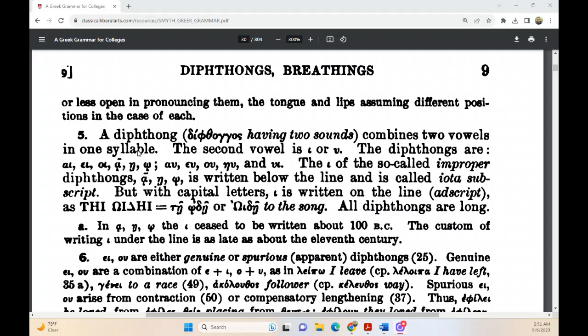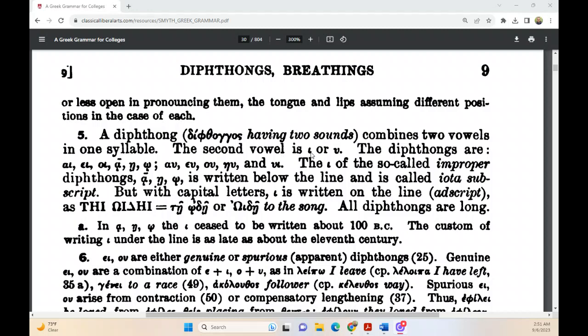All right? We learn a general rule here that the second vowel of the diphthong is always iota or upsilon, and we'll see that in the examples. The second vowel is always iota or upsilon. Now the reason why that is because we can combine these two sounds because the way that our mouths move when we articulate the vowels, it's very easy for us to move from the first vowel to the second vowel, iota or upsilon. And that's why we can pronounce them in one syllable.